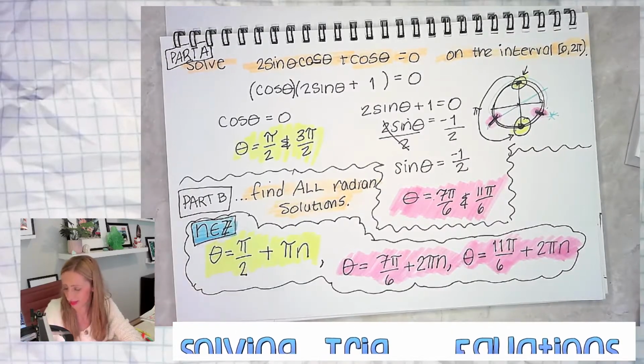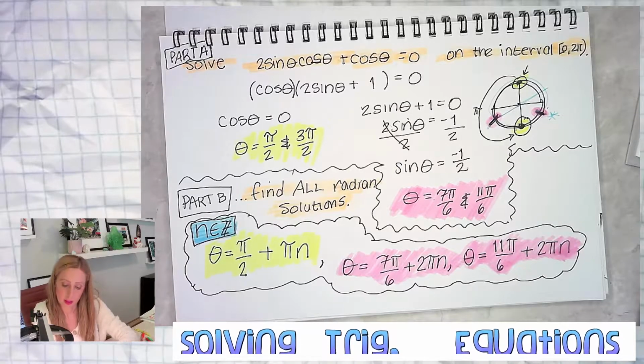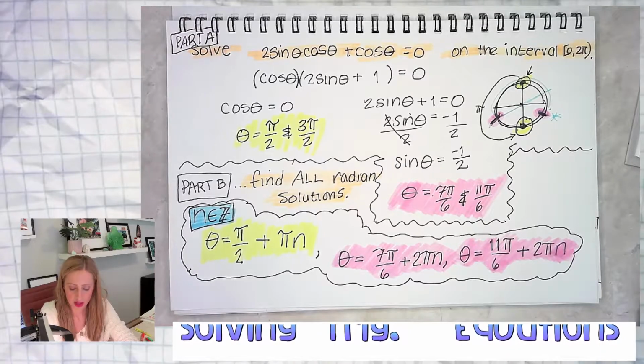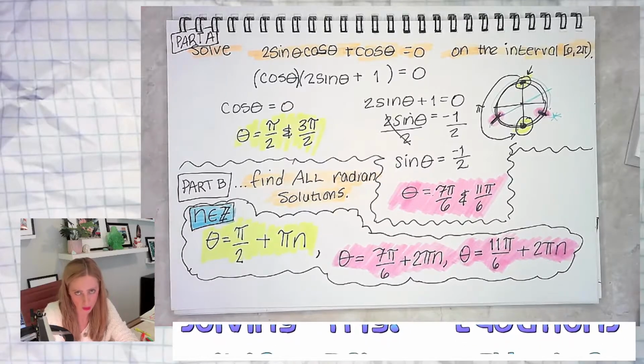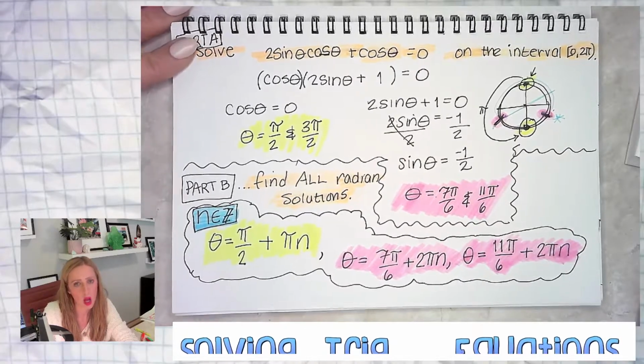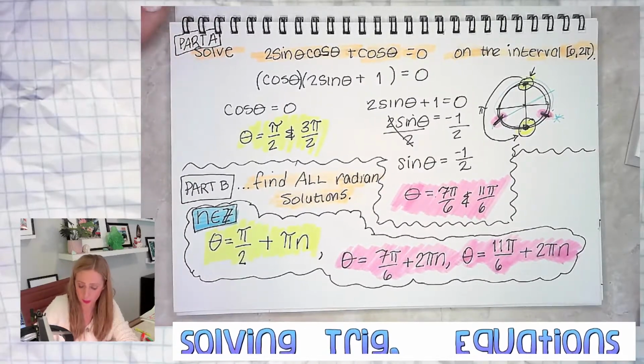Okay? Yeah. So all that we have to do is the part B. Yes. So that's what we're working on right now. It's taking what we did for part A, and we're just building on those answers and making it into general solutions for part B.